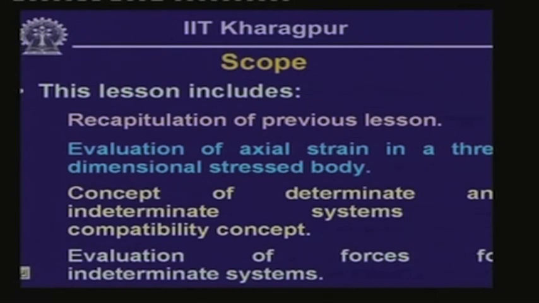This particular lesson includes the recapitulation of the previous lesson, which we will do through the questions which we posed last time. We will be discussing those questions, and eventually it will give you the recapitulation of the previous lesson. Then evaluation of axial strain in a 3-dimensional stressed body, the concept of determinate and indeterminate systems, and thereby how the compatibility criteria arise from that system, that we will look into. And finally, the evaluation of forces for indeterminate systems.